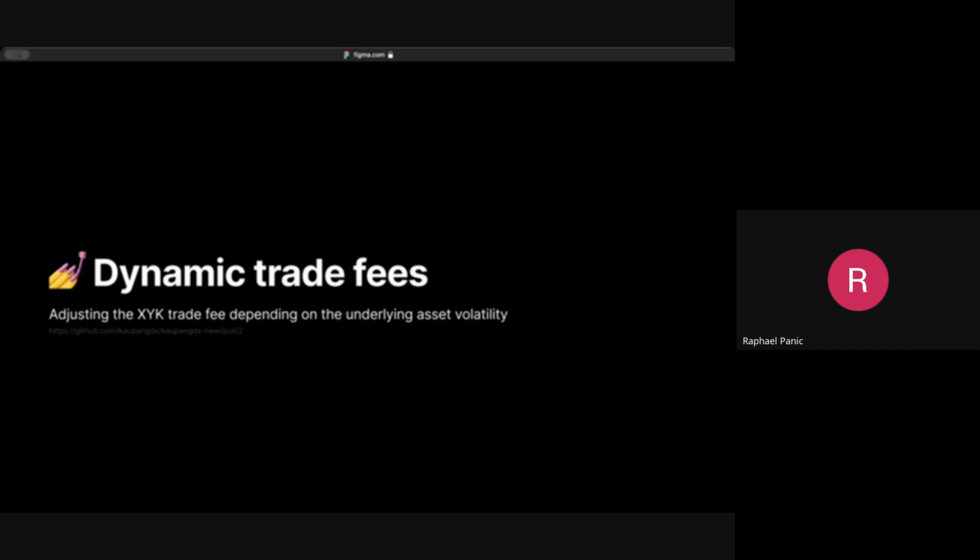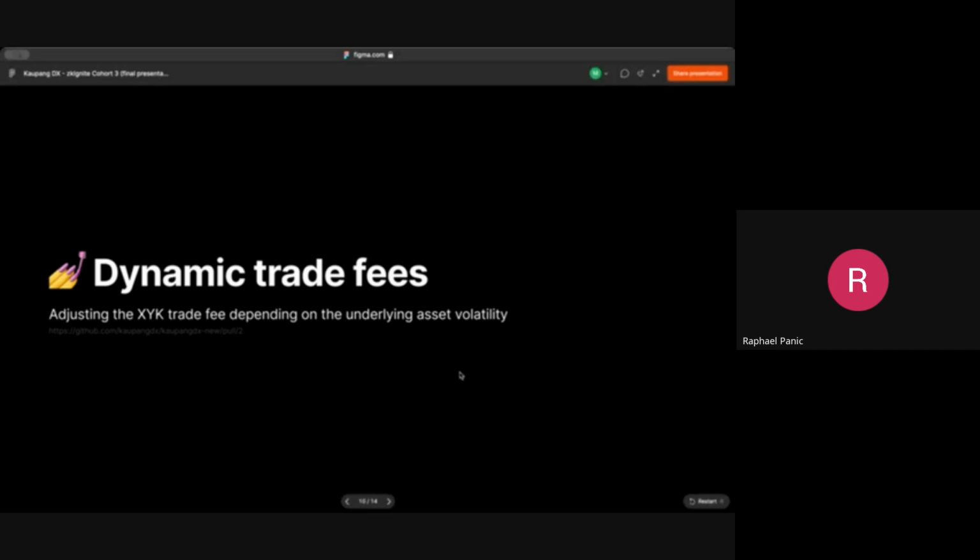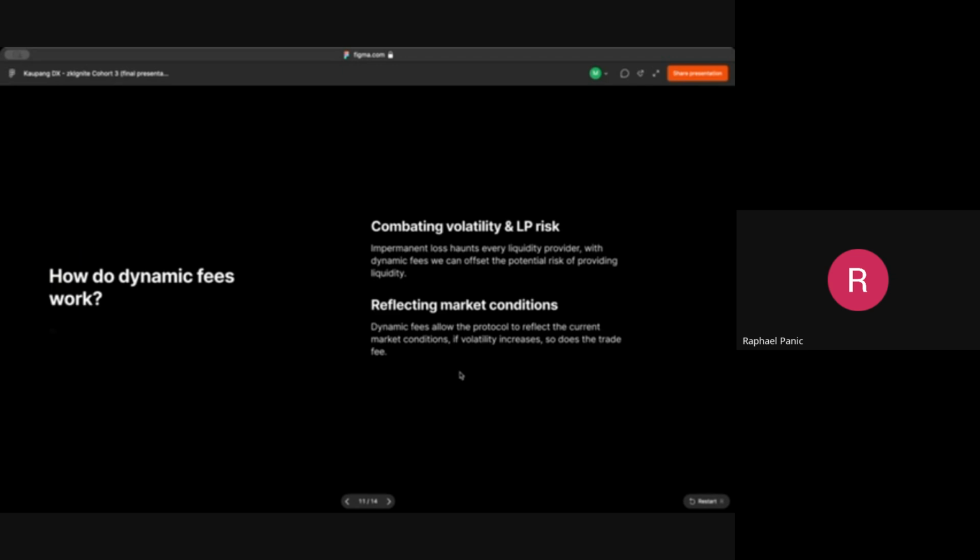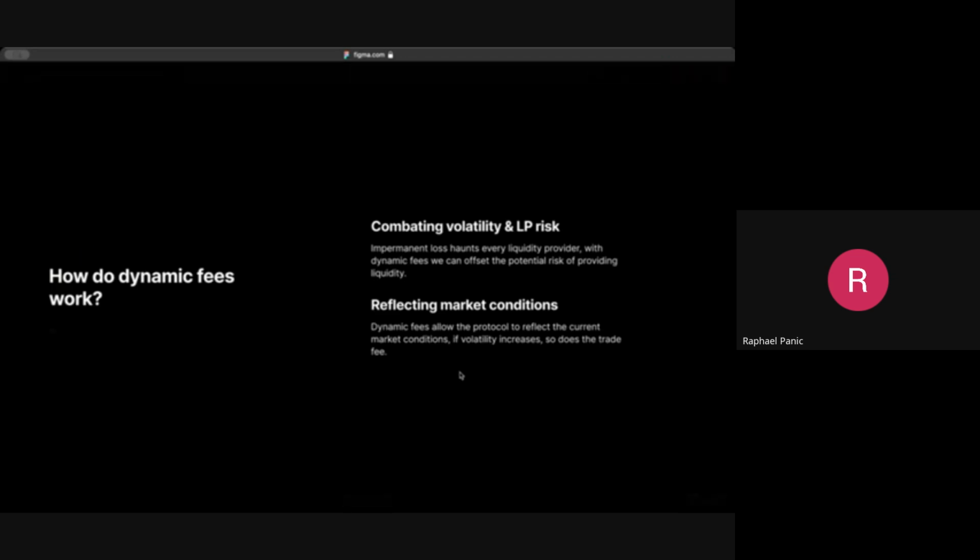All right, so let's move on to the dynamic trade fees, and that is one feature that was very important for us, because in most DEXs you can see extreme volatility to the upside and to the downside, and the people that are most affected by that are the liquidity providers, because they are subject to impermanent loss, which means the more the price moves, the more loss they get.